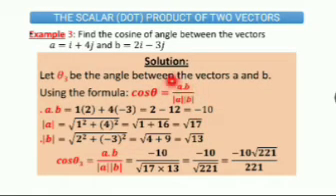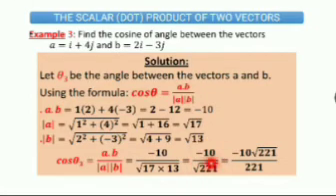Now the next thing is to apply this formula. So A dot B, we have A dot B to be what? Minus 10. So put minus 10 here, divided by modulus of A times modulus of B. Root 17 multiplied by root 13. So root 17 multiplied by root 13 is equal to square root of 221.